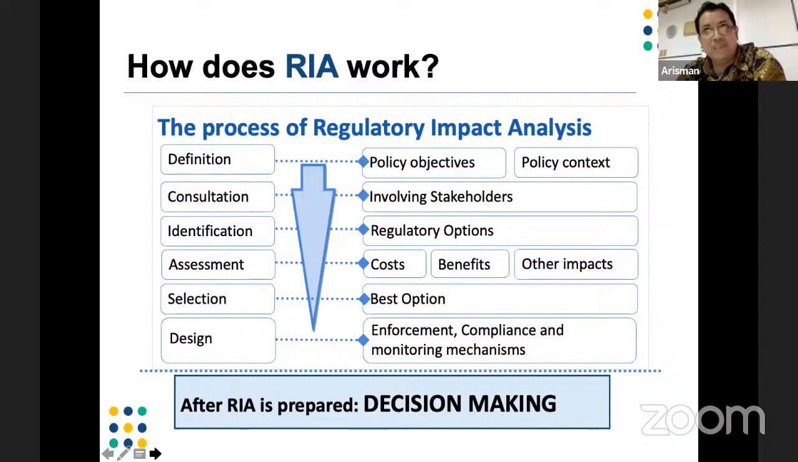You need more than one consultation, and then after the identification, there comes the regulatory option, followed by assessment. This assessment should be a cost benefit and also other impacts, and then the next step is a selection of the best option, and then come out with the design. And then, of course, after this process, a decision making happens. I mean, the policy maker makes a decision.